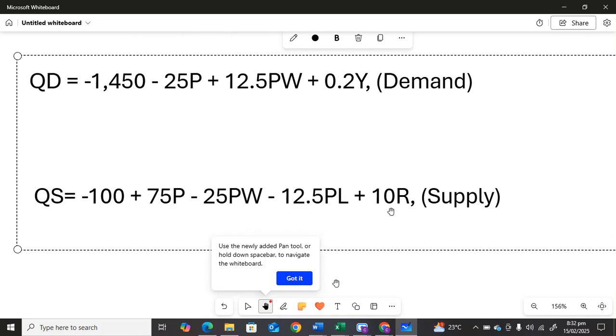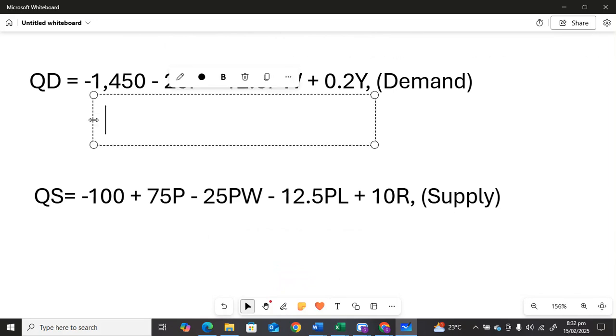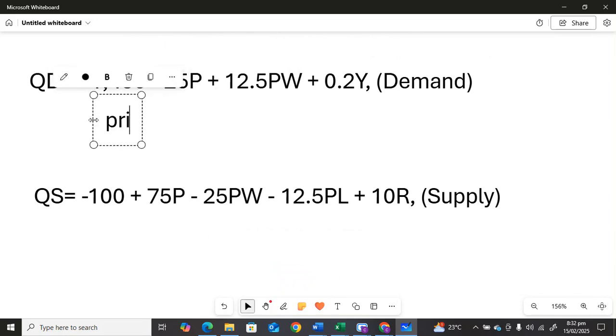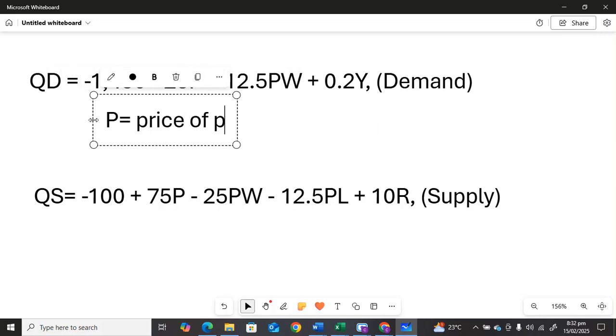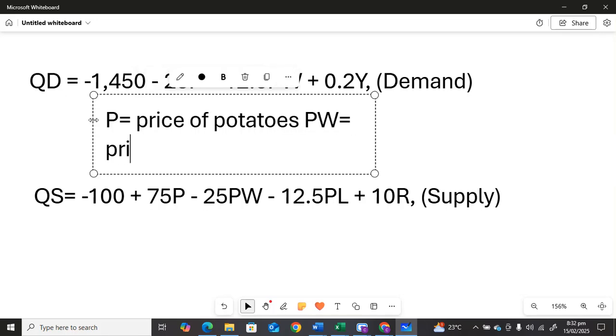Let me write down what each of these variables are. So P is the price of potatoes. So this is a demand function for potatoes. PW is the price of wheat. Y equals the income.